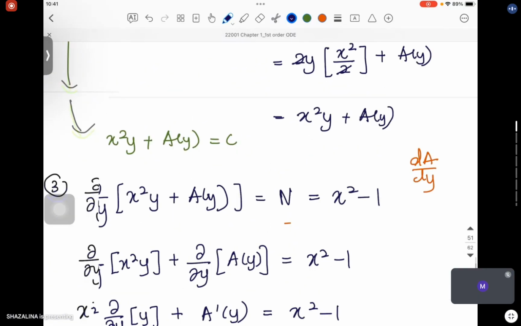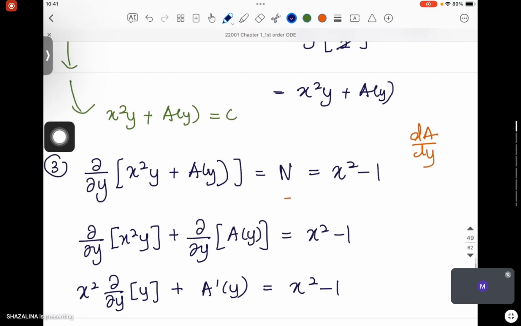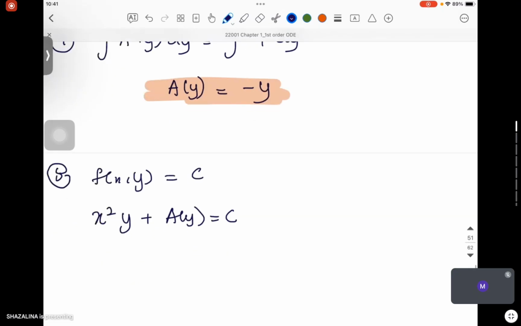Step number 5: go back to the solution. The solution is f(x,y) equals C. Our f(x,y) is x square y plus a(y) equals C. What is the solution? x square y plus a(y) equals C. Then what is a(y)? a(y) is equal to negative y. So this is the solution for the given exact equation.